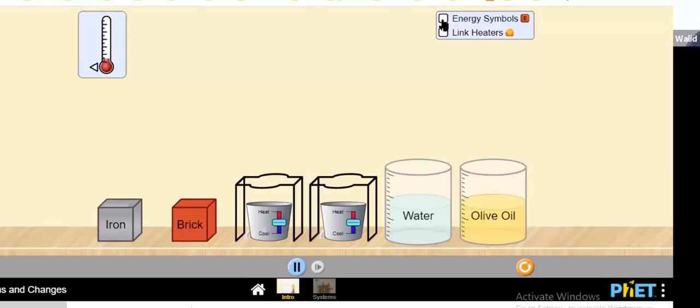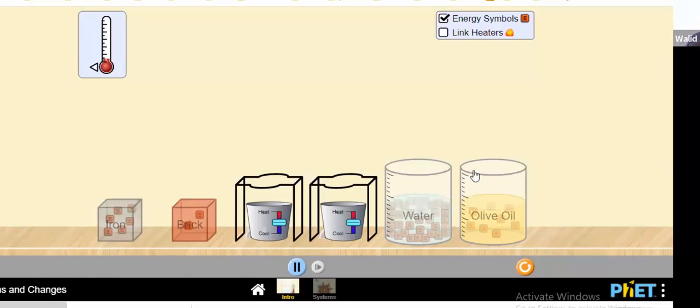Okay, you need to click on the energy symbol. The energy symbol will tell you about the heat capacity. And the good thing about olive oil and water, they almost have the same density. Water density is around 1 gram per cubic centimeter. Olive oil is 0.92. And since they have the same volume, they have the same mass. Okay, when you have the same density and the same volume, the mass will be the same. So the mass is a constant here. It's not a factor for heating.